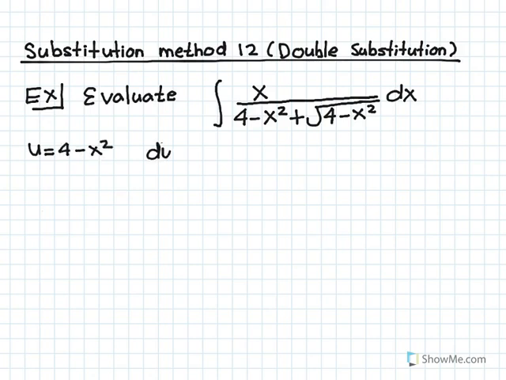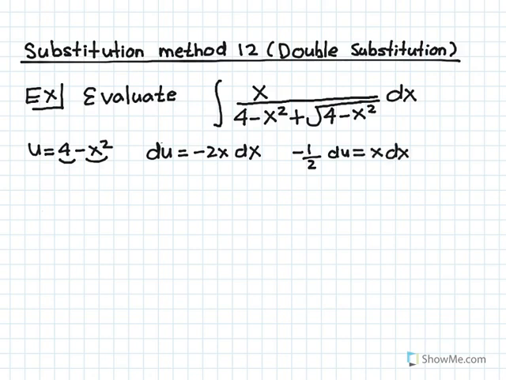Its derivative du is going to be equal to the derivative of 4, which is 0, and the derivative of minus x squared, which is minus 2x. So minus 2x dx. And let's divide by negative 2. We get minus 1/2 du is equal to x dx.